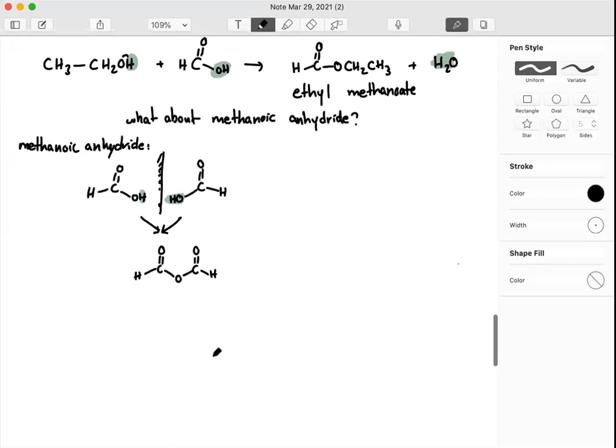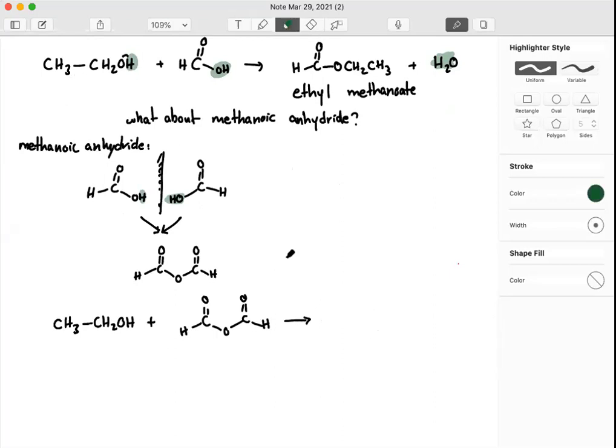Okay, let's try to do the reaction with the acid anhydride instead of the acid. So I will have H, C double bond O, O, C double bond O, H, plus this one here, the ethanol, CH3CH2OH. What should this give me? Less alcohol. No, here we have ester. So this is the alcohol, and this is the acid anhydride.